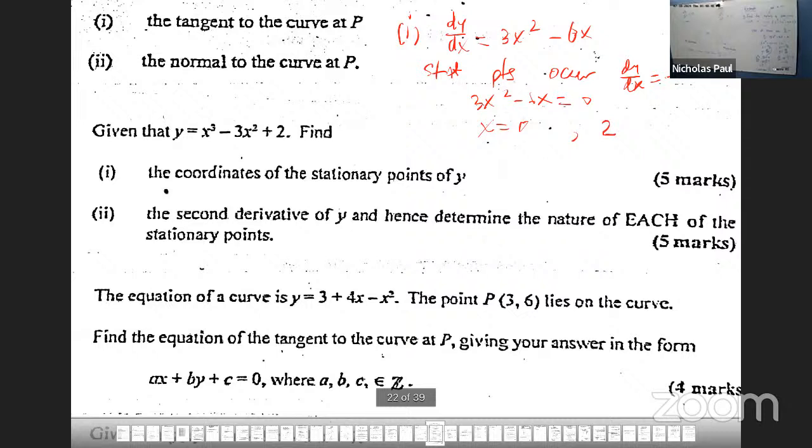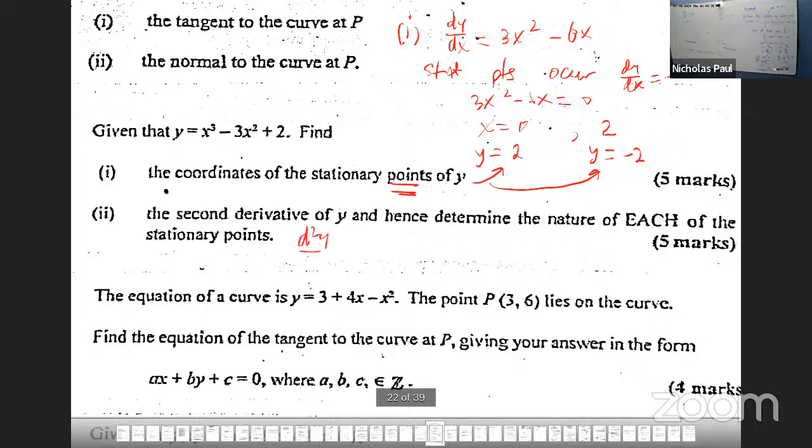Correct? Yes. x is 0, x is 2. That's the first part. But you have to find the y value. When x is 0, I got y to be 2. And when x is 2, I got y to be minus 2. So we know the stationary points. They want the coordinates, so give them y is 2 and y is minus 2. Those are the y values.